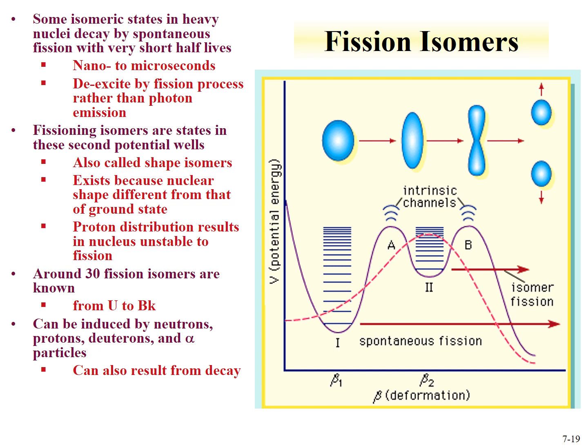There are about 30 of these fission isomers known. They occur around uranium to berkelium. This can be induced by neutrons, protons, deuterons, and alpha particles. They can also result from decay. So it's possible to have a parent decaying to the fission isomer in a daughter state, and then that daughter state undergoing fission.